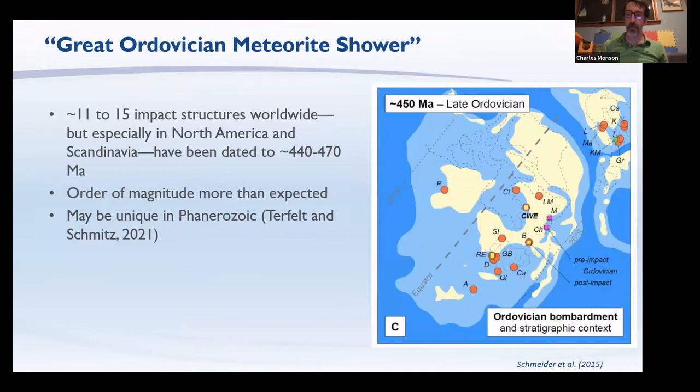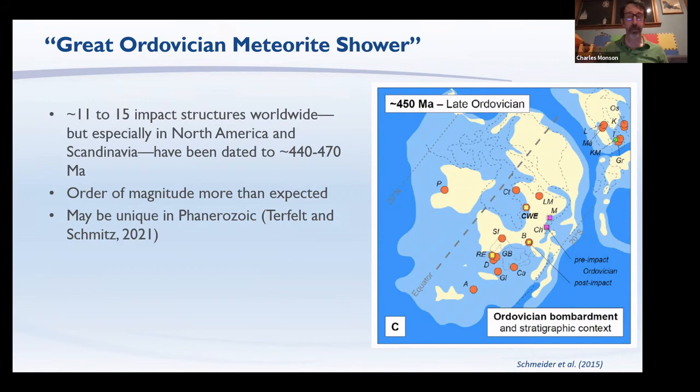And the interesting thing about that is, around that time period, we have something that's been called the Great Ordovician Meteorite Shower. Basically, in a period of about 20, 30 million years, roughly 440 to 470 million years ago, there seems to be about an order of magnitude increase in the number of impact structures that we found worldwide relative to what you would normally expect for that same span of geologic time. And it's not just the big macro impact craters. They've also found that the flux of little micrometeorites from space went up by a couple orders of magnitude during this time period.